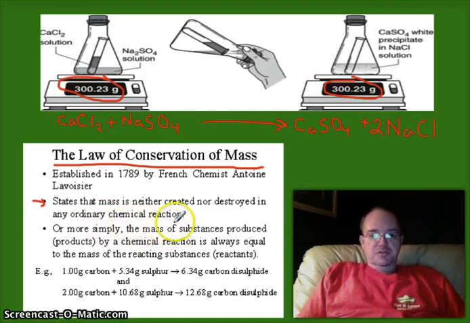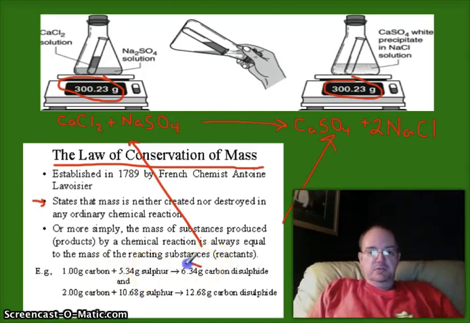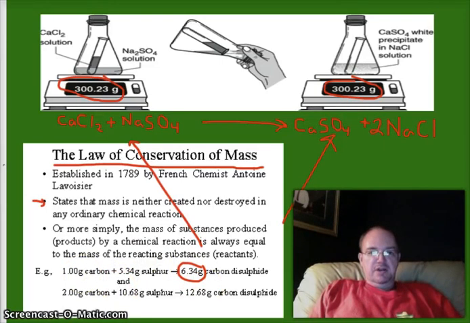See what it says here, or more simply, the mass of substances produced, the products, is always equal to the reactants, which is going to be here. And you can see here that we have kind of a little bit of chemical equation where we have 1 gram of this plus 5.34 grams of this equals, and of course it's going to be the sum of those two parts. So you have 6.34 on either side. Looks like the same thing down here, 12.68 is what this adds up to. So that's the law of conservation of mass.